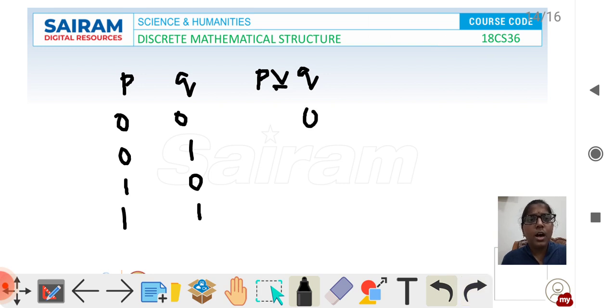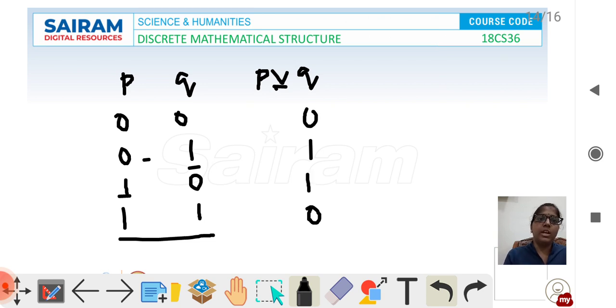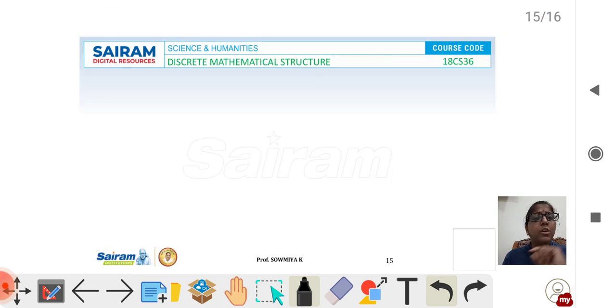Okay, and if one is true and another one is false, then it is either or. Any one of them can be true, but not both should be true. Okay, so if both are true, you will get a false. If one of them is true, then you will get a truth value of 1. So 0, 1, 1, 0 is the final truth table. Truth values of P exclusive OR Q are 0, 1, 1, 0. This is for exclusive OR.